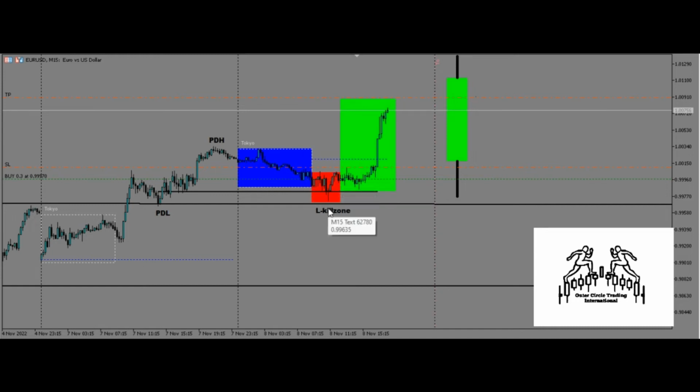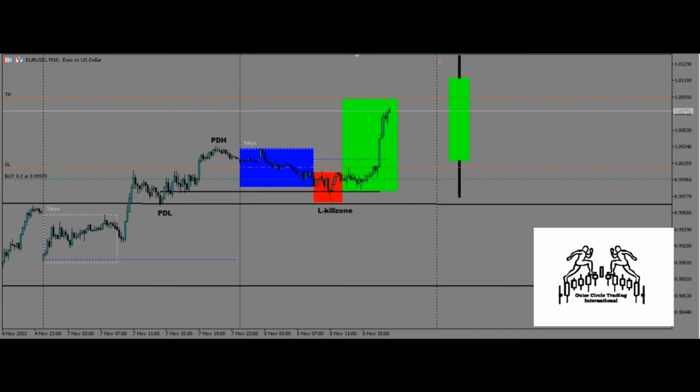There would be a manipulation to the downside, and then there is an expansion to the upside, and the expansion can happen also during the London or the New York session, but mostly it is the New York session. As you can see currently, we're on the New York session. It opened just right here. So this was the opening of the New York session.